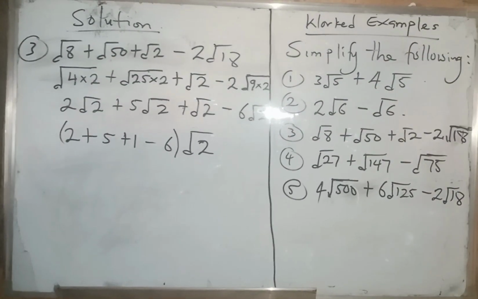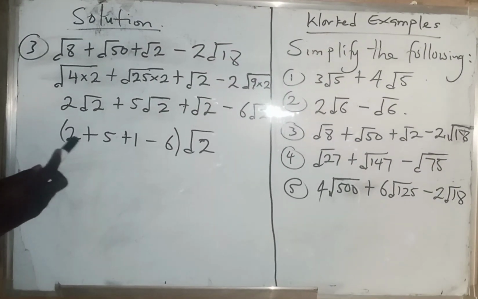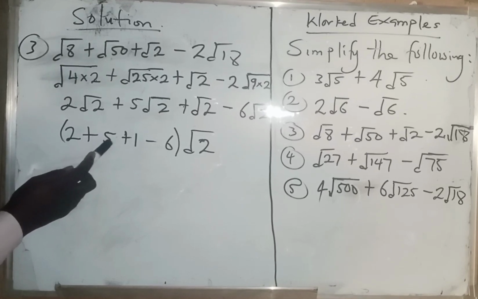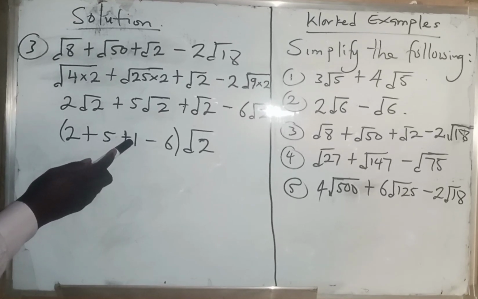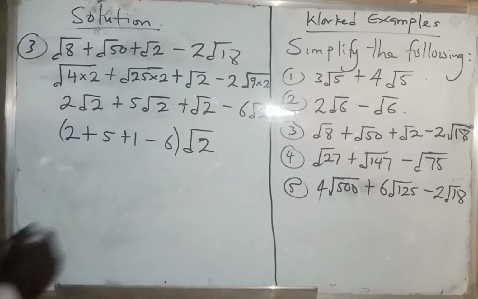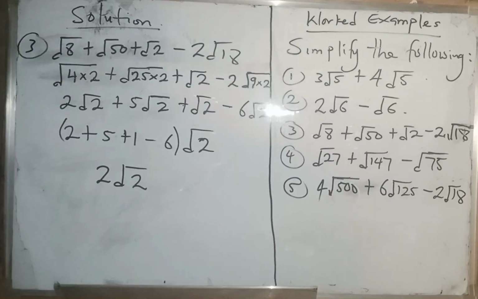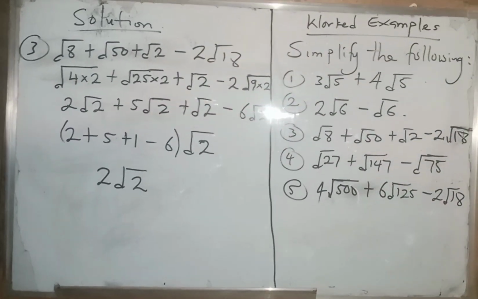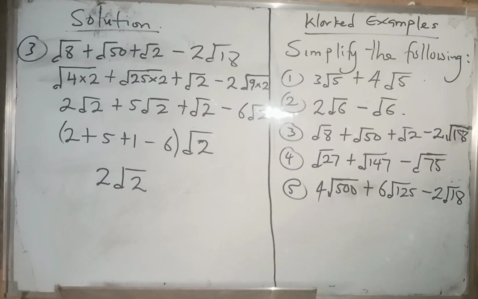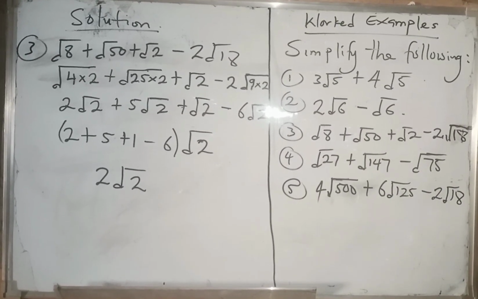Now we can go ahead and simplify this. 2 plus 5 will give us 7. 7 plus 1 is 8. And 8 minus 6 is 2. So the answer will be 2 root 2. 2 root 2 is the answer to the question. That is how we simplify this as well. Now we move to question number 4.